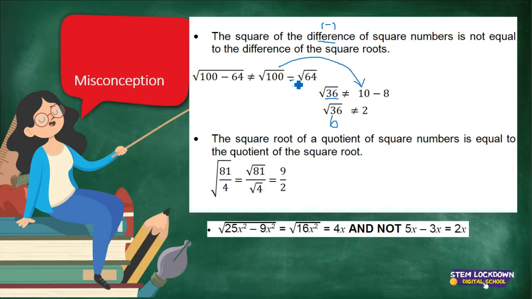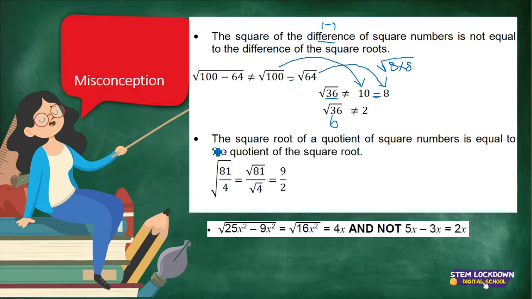Minus, subtract, the square root of 64, which is 8. The square root of 64 is 8. In other words, 8 times 8 is 64. 10 minus 8 is 2. 2 is not equal to 6, or 2 is not equal to the square root of 36. That is the next misconception.